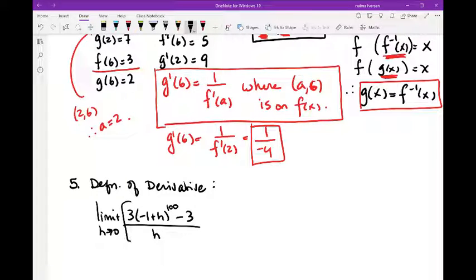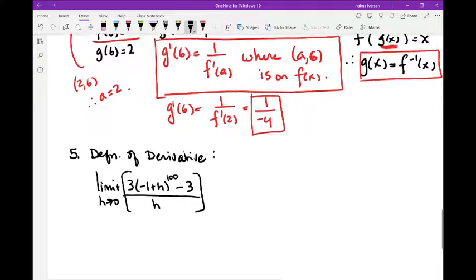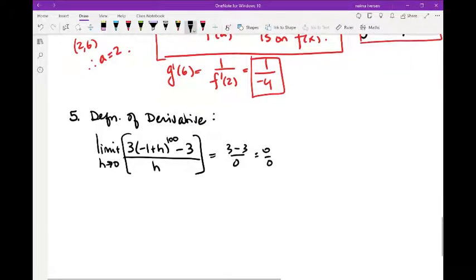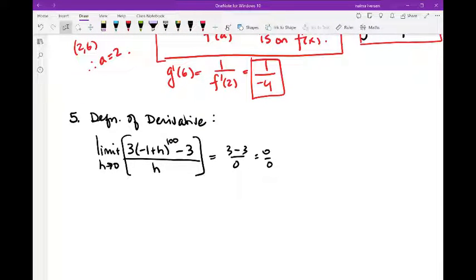Nobody wants to expand out that (-1 plus h) to the 100. If I plug in 0, you're going to see that it turns out to be 3 minus 3 over 0, which is 0 over 0. So it does have to be fixed. Hopefully, because you've got the h's in here, you can think of it like this.